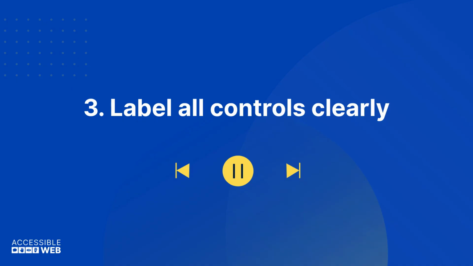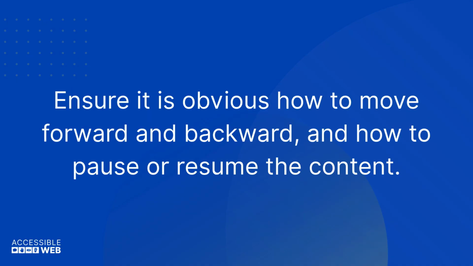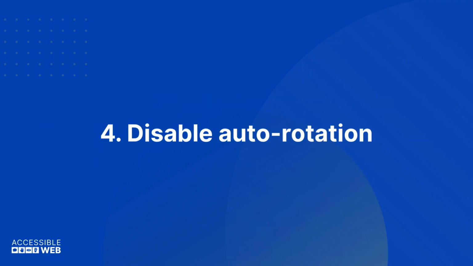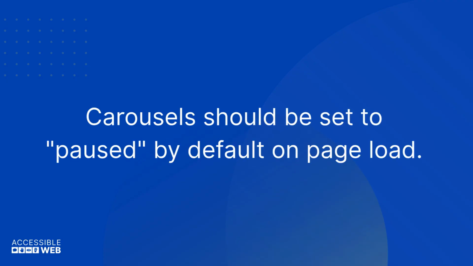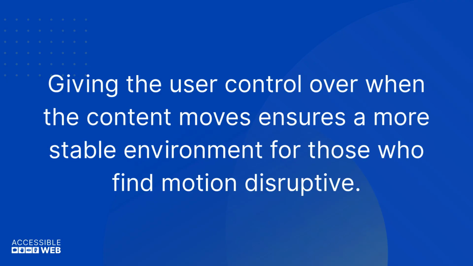3. Label all controls clearly. Ensure it is obvious how to move forward and backward and how to pause or resume the content. 4. Disable auto-rotation. Carousels should be set to paused by default on page load. Giving the user control over when the content moves ensures a more stable environment for those who find motion disruptive.